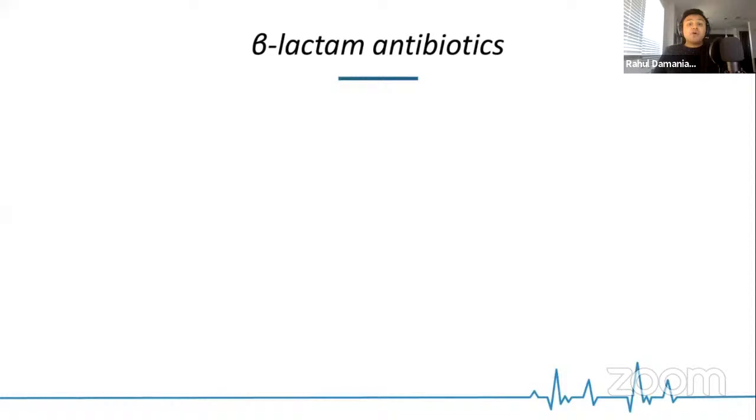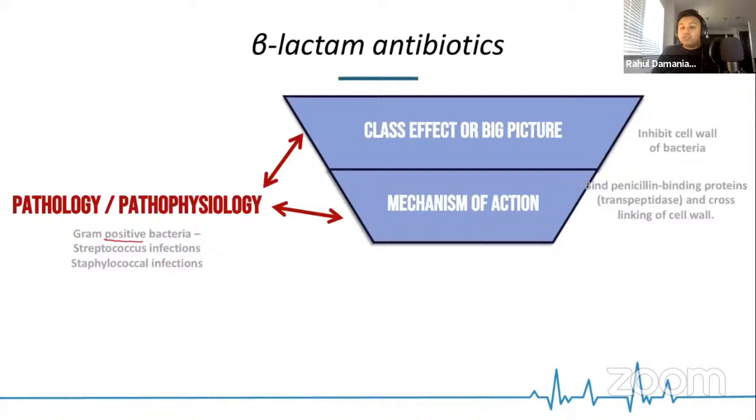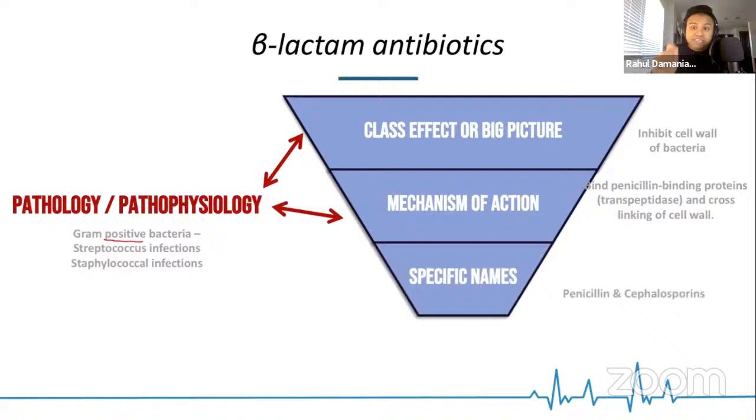Beta-lactam antibiotics, remember, are primarily going to cover gram-positive bacteria. They do have some gram-negative effect, but primarily they cover gram-positives. The big picture is that they inhibit cell wall synthesis of the bacteria. They specifically inhibit the transpeptidation reaction, and you see this in both penicillins as well as in cephalosporins. Both of them can cause hypersensitivity reactions as well as interstitial nephritis.